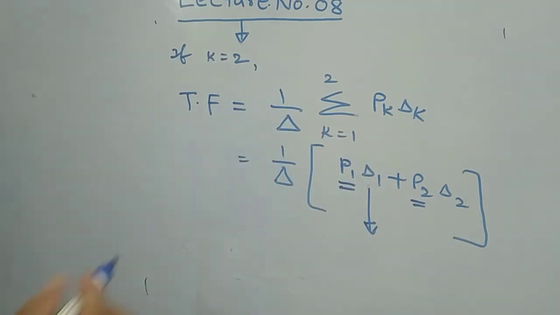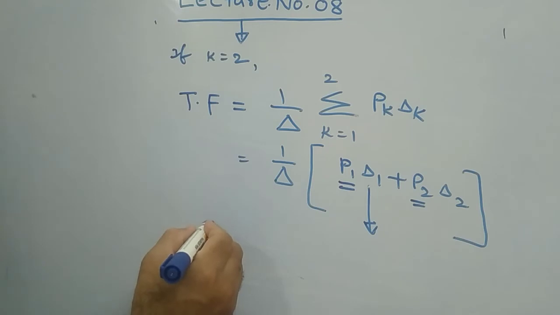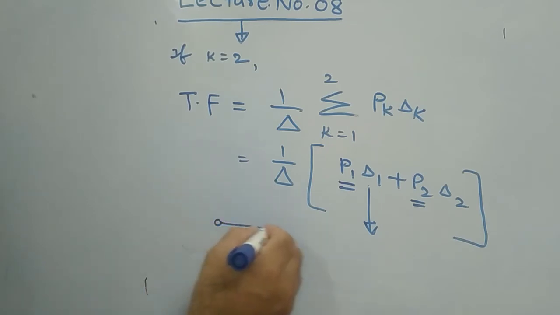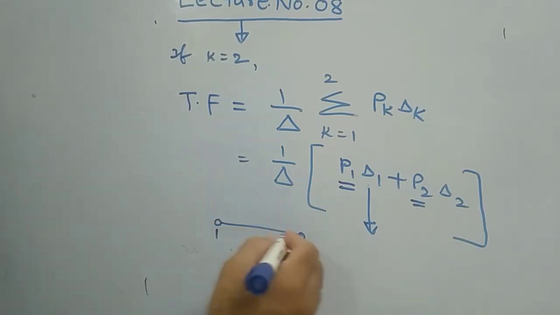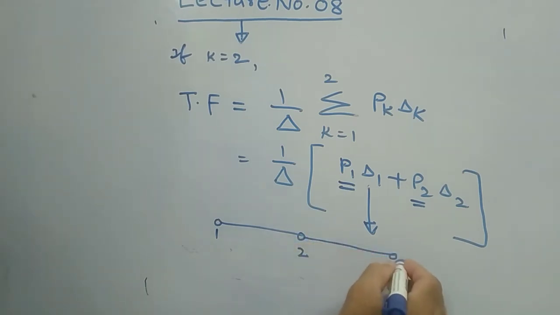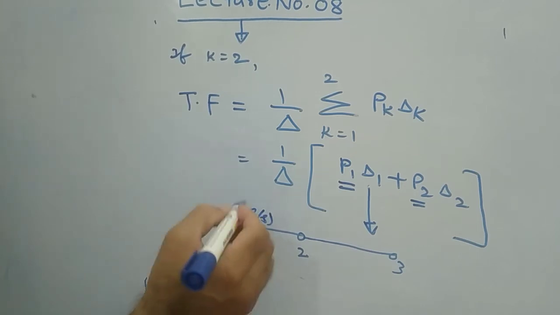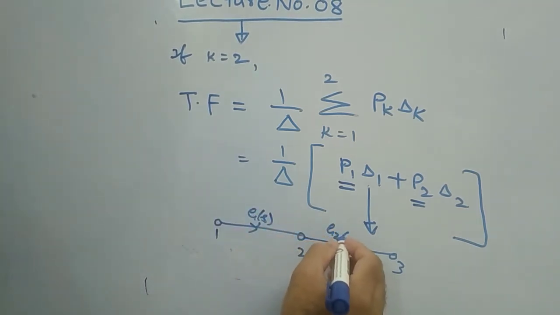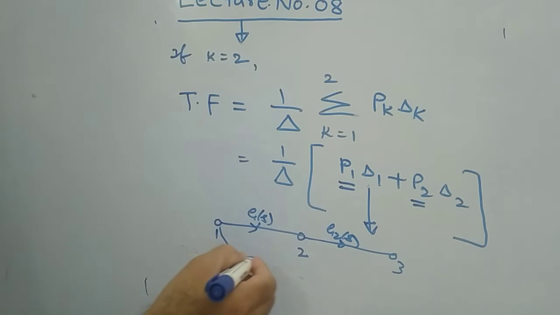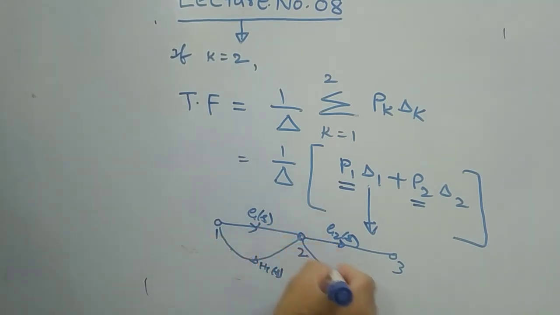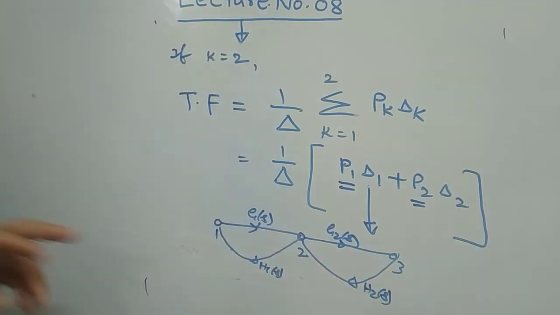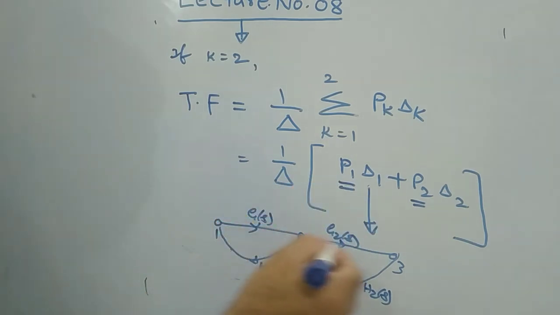Then how to find out delta 1? It is very simple. So for example, let us consider this one. You have two nodes, node 1, node 2, or otherwise you can take node 3 also. Then you have here g1 of s, let us say g2 of s, and then say for example here h1 of s is there, and here h2 of s is there.